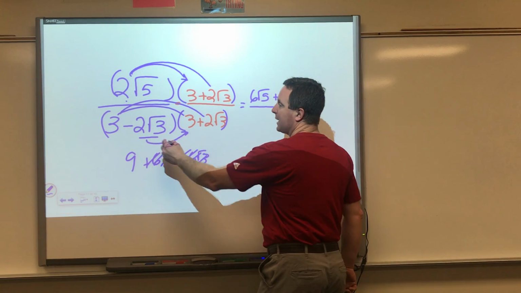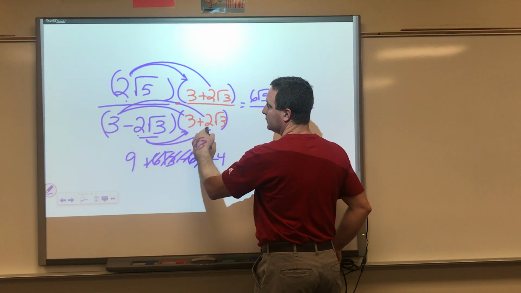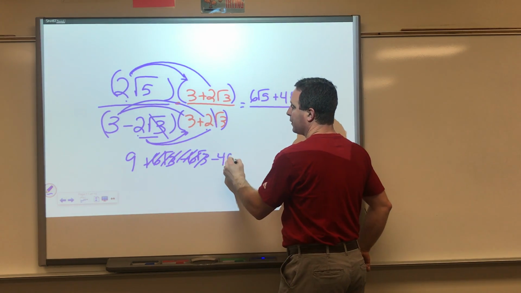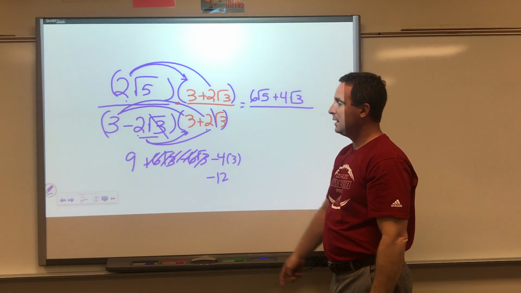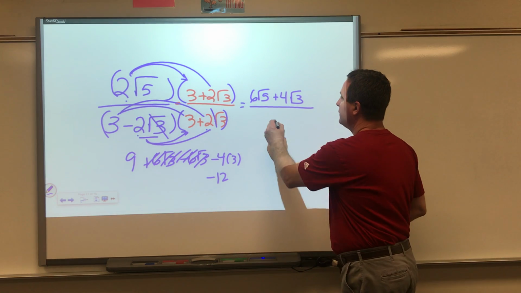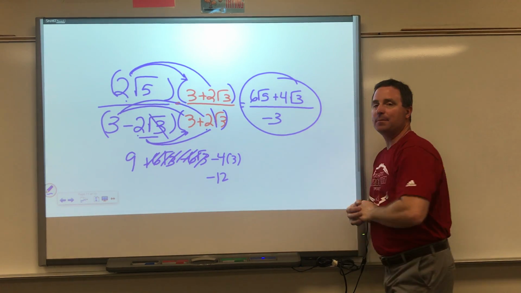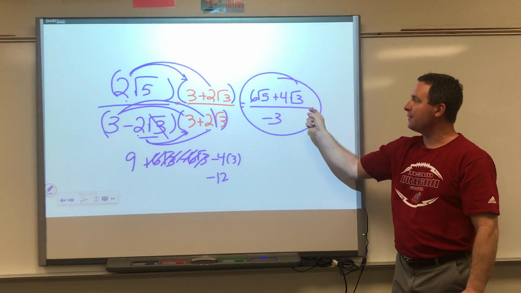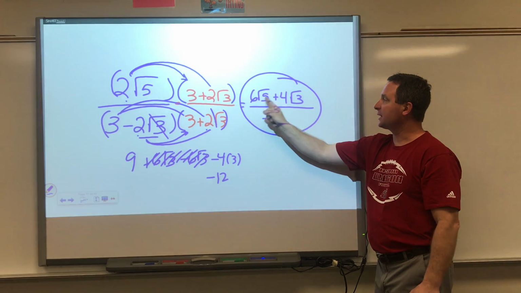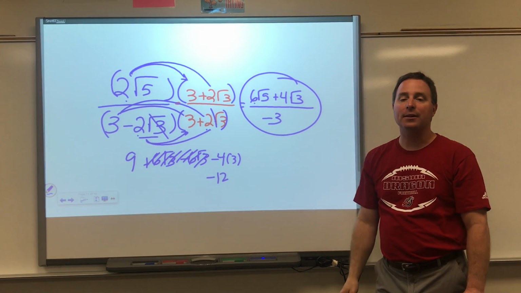And then be careful of the last term here. 2 times 2 is negative 4. The square root of 3 times the square root of 3 is 3. And that turns into negative 12. 9 minus 12 is negative 3. And then we're back to what we have to check before. The radicals are simplified, the 5 and the 3. And the big numbers, 6, 4, and 3, there's nothing that goes into all three of them. There's our answer right there.